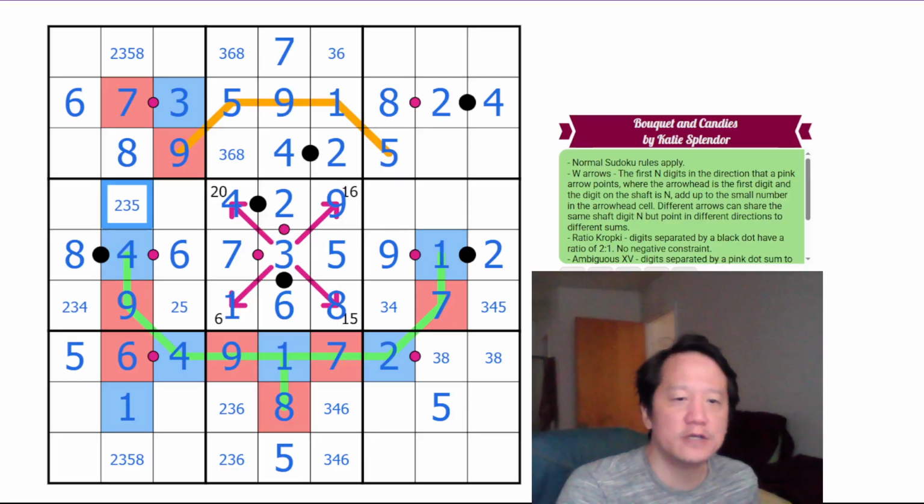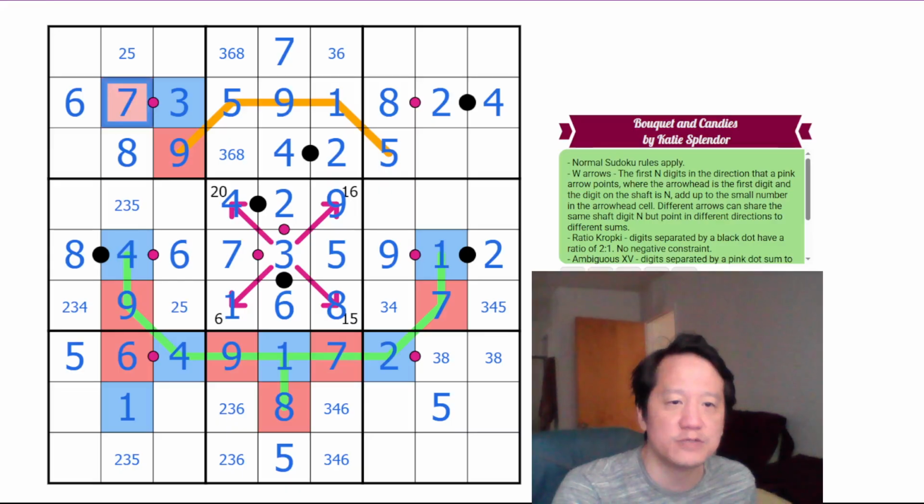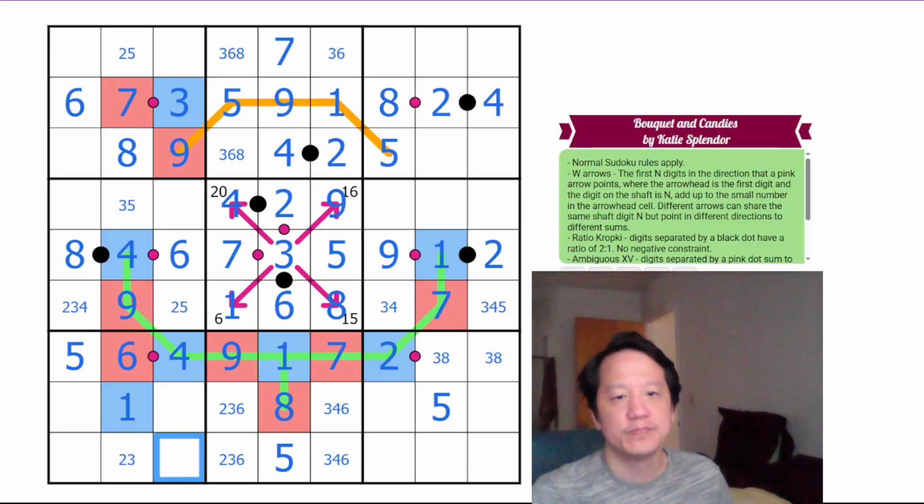So no 8 here, no 8 here, no 8 here. This can't be 3 because of 3 in the box. This can't be 2 because of 2 in the row, and this can't be 5 because of 5 in the box.